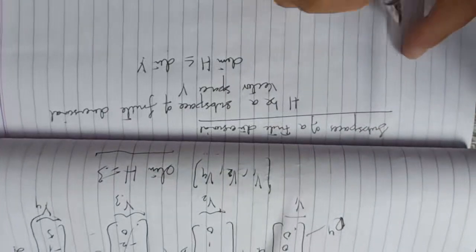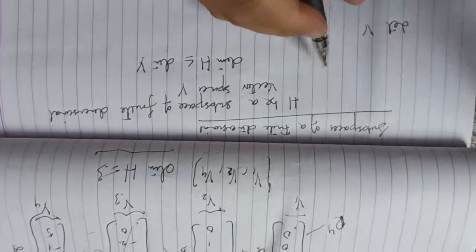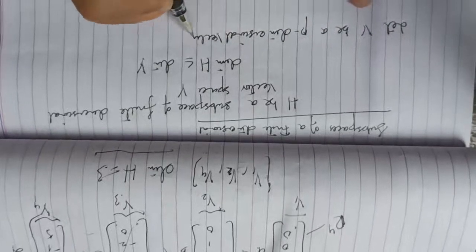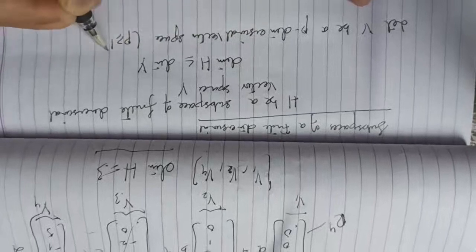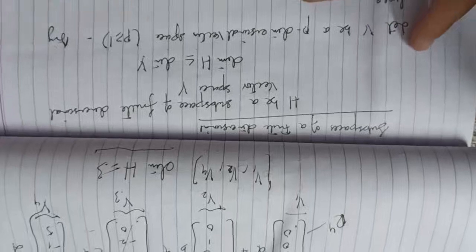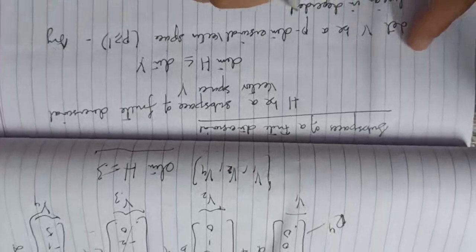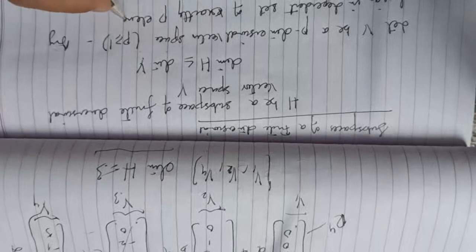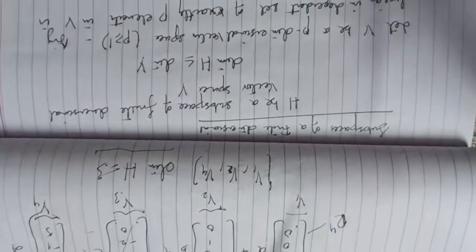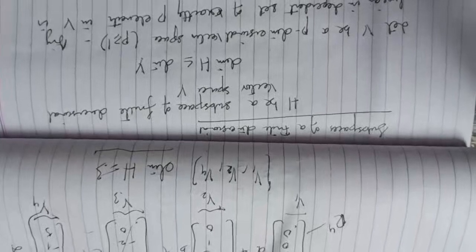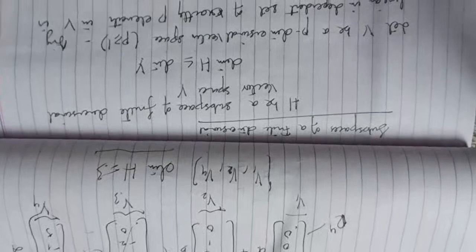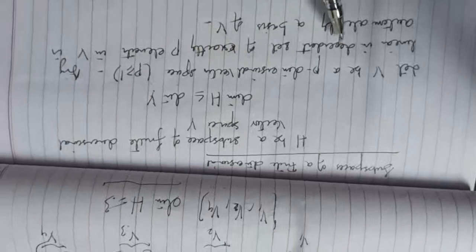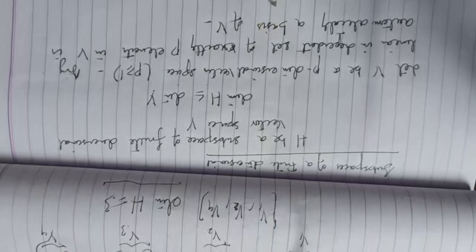Similarly, if we say let V be a p-dimensional vector space, in which p is greater than 1, any linearly independent set of vectors of exactly p elements in V is automatically a basis of V. Now what it's saying here is that if V is a p-dimensional vector space, and you choose any p elements in V which are linearly independent, they could form the basis of V.